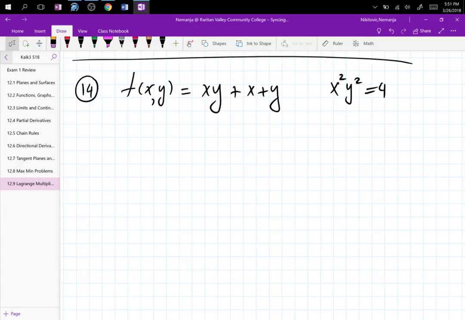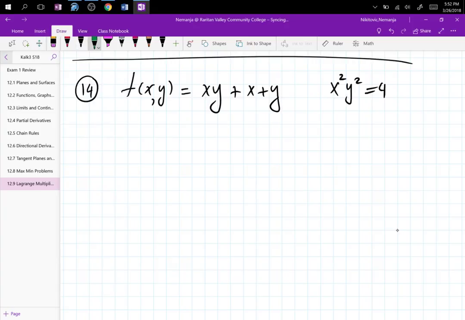So we're going to continue Lagrange multipliers, work on a number of examples, and then eventually switch to chapter 13. For this example, where we left off last time, we are supposed to find the extrema on the surface xy plus x plus y with the constraint x squared y squared equals 4.